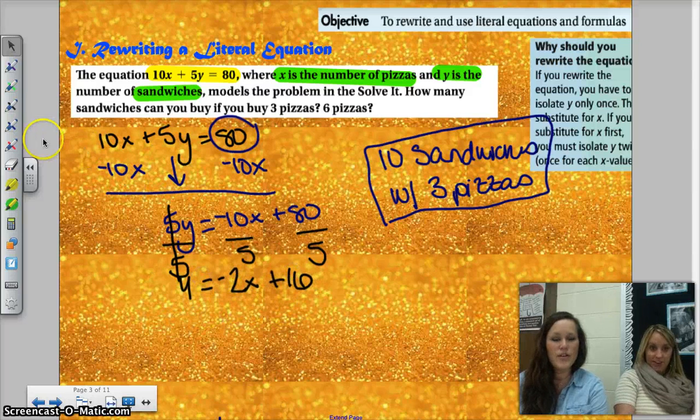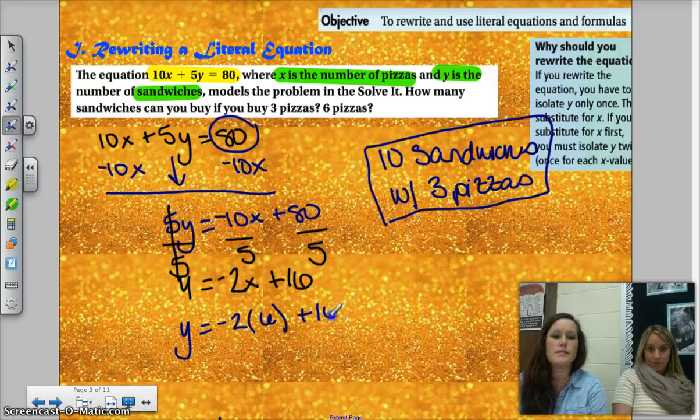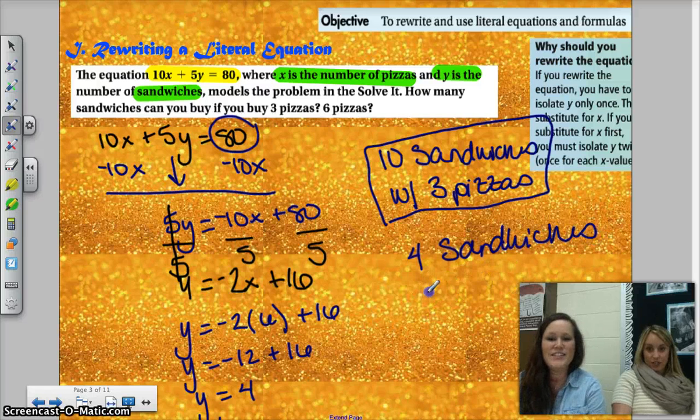Okay. So now y equals -2 times 6 pizzas plus 16. Solve. -2 times 6 is -12 plus 16. y equals 4 sandwiches. I almost said pizzas. So 4 sandwiches with 6 pizzas.